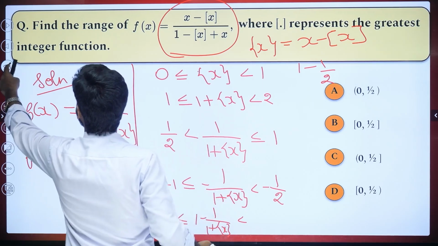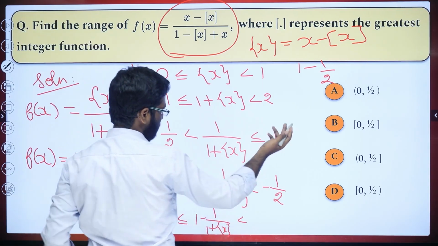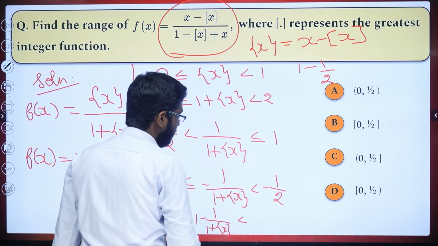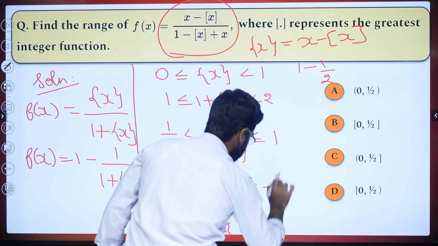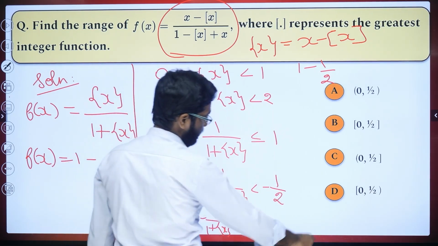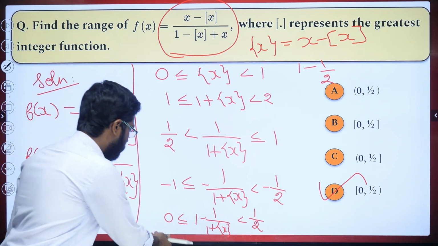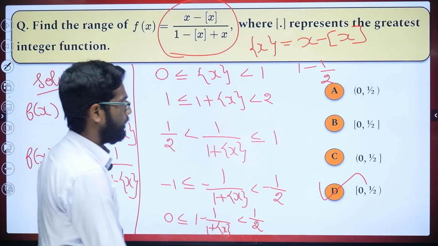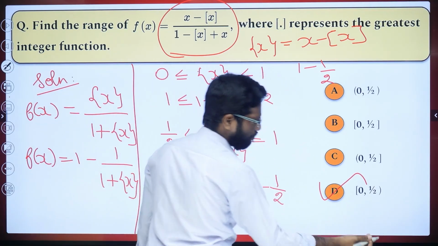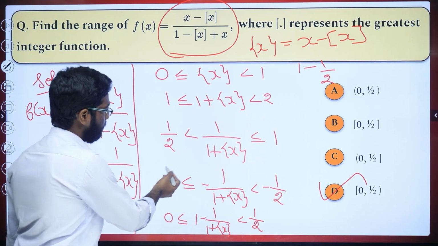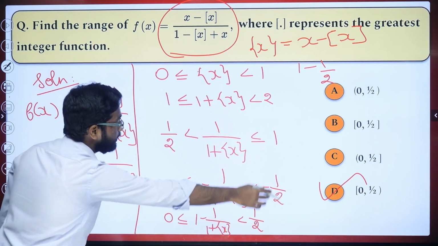Already I have written here. 1 minus 1 by 2, which is 1 by 2, my dear students. So my answer is going to be D, because here only I have the closed interval, my dear students. So 0 comma 1 by 2. Be very careful when you are playing with these inequalities, my dear students.